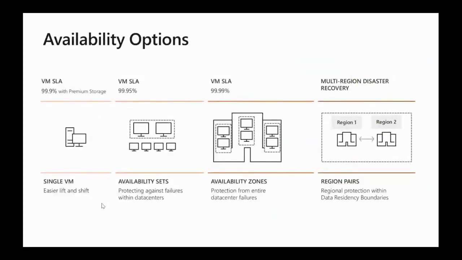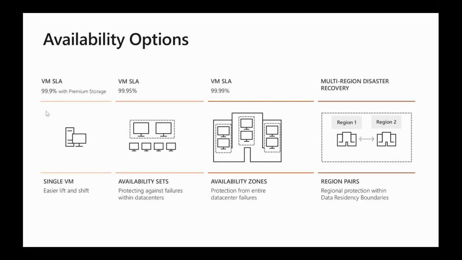Okay, so availability options. If you're taking a single virtual machine with premium storage, Microsoft gives you an SLA of 99.9%. Guys, by the way, this type of question comes up in the exam. Microsoft will ask a question like, if you have a virtual machine with premium storage, what is the SLA? So you just need to make sure that you remember the numbers. So with a virtual machine with premium storage, we get 99.9% SLA.